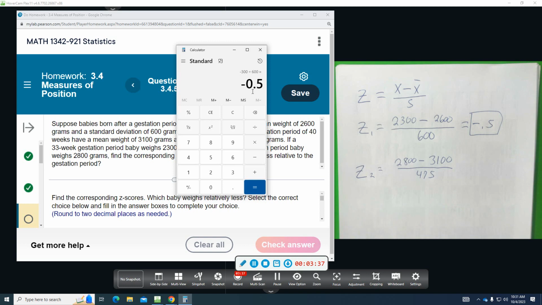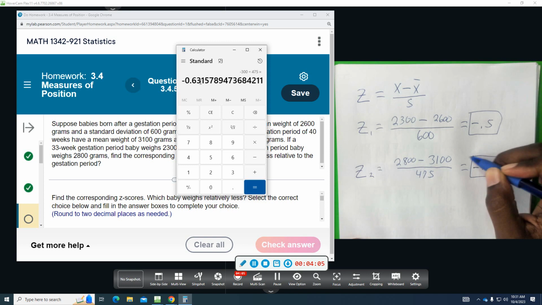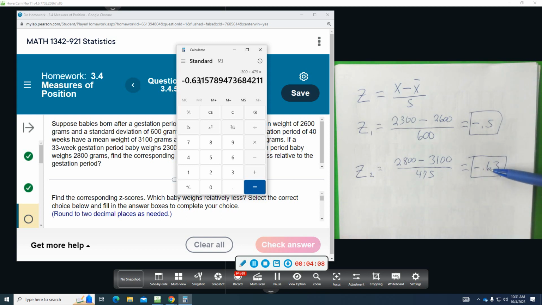And then the other one, we have 2,800 minus 3,100. So again, it's going to give me a negative 300. And then we're going to divide by 475. It says round to 2 decimal places, so that gives me negative 0.63. So based on these numbers, this baby would be further away from the mean since it's a bigger value. This one, 0.5, would be closer to the mean.